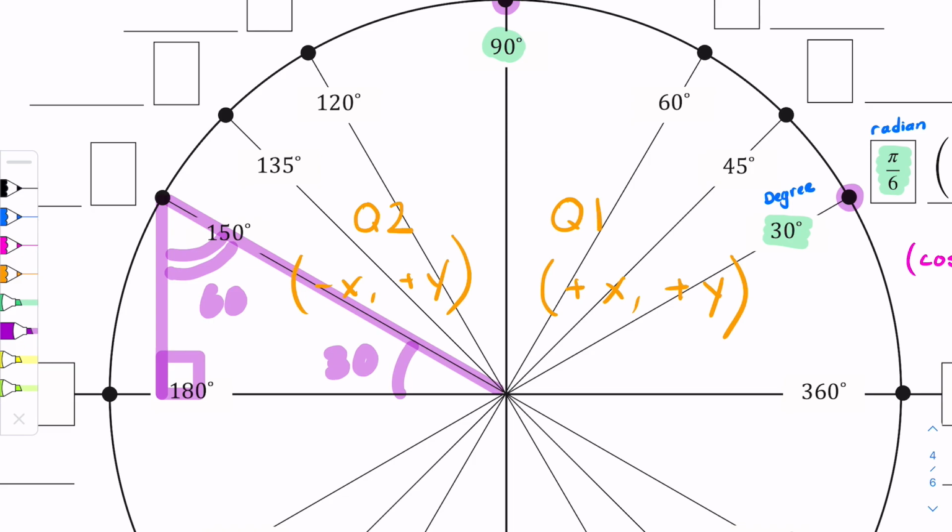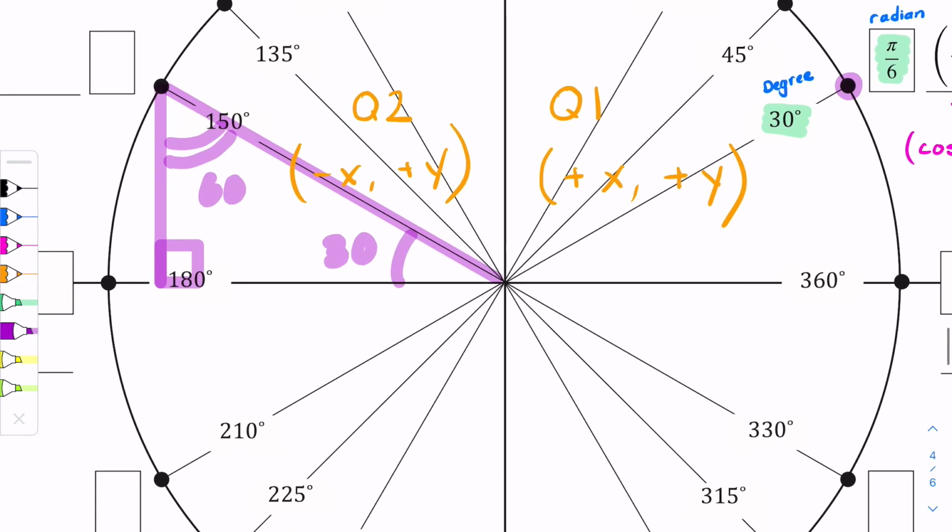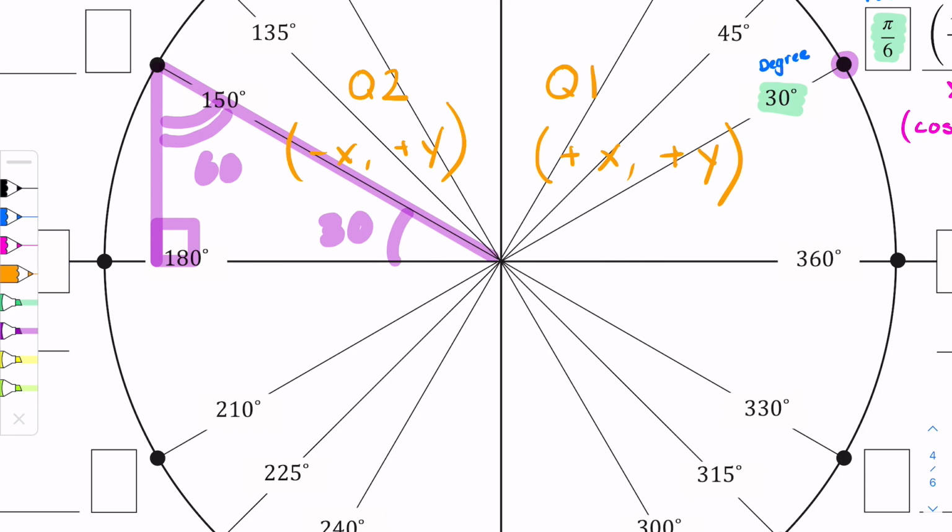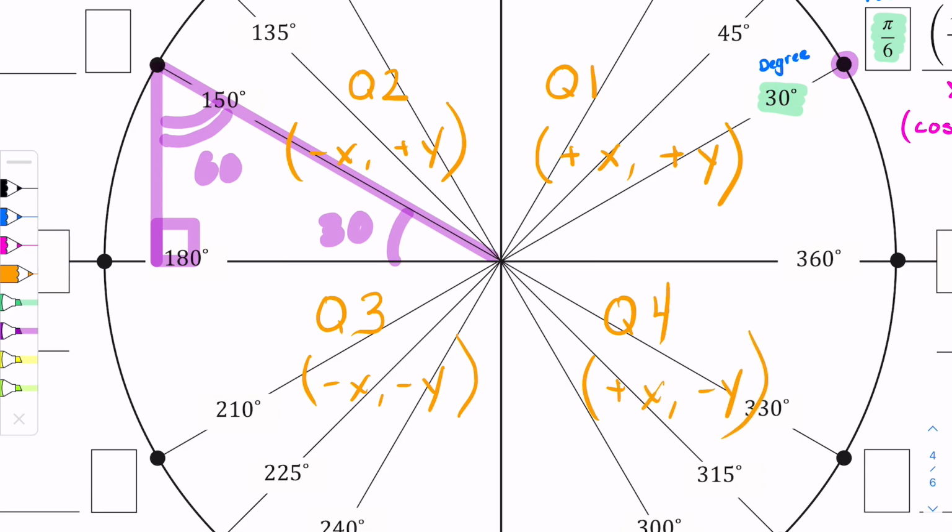That's the one I'm actually going to do. You can all solve for it, which will give you your cosine and sine value. And you need to do this for the rest of them on the unit circle. So I'll come back to that, but while I'm talking, we're going to talk about quadrant 3, negative x, negative y. And lastly, quadrant 4, positive x value, negative y value.